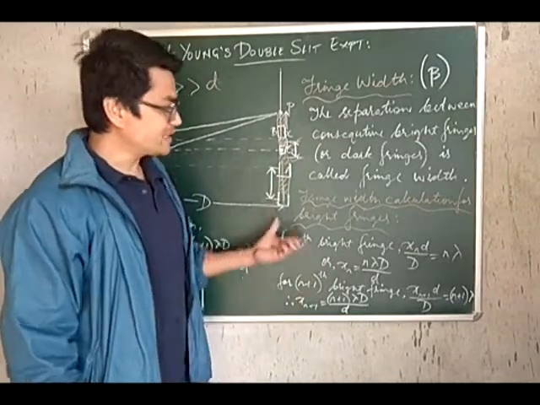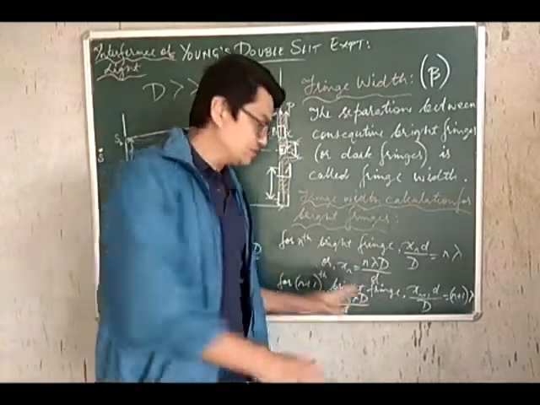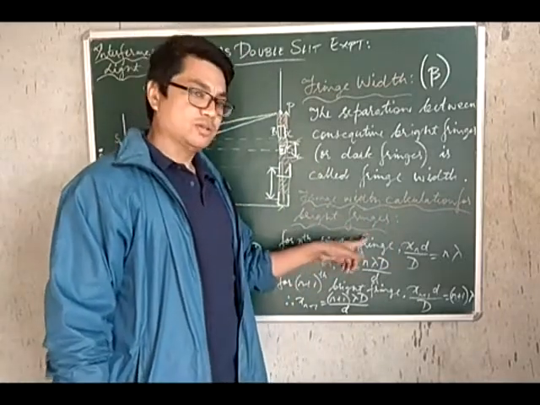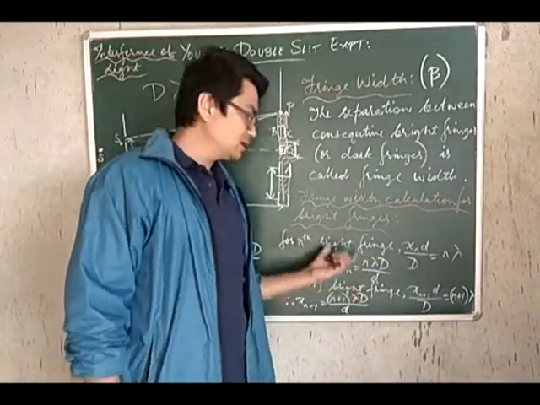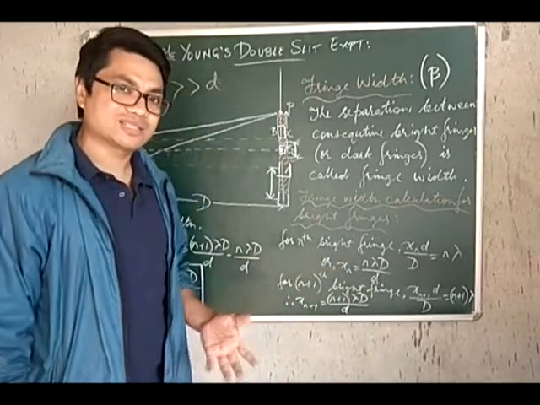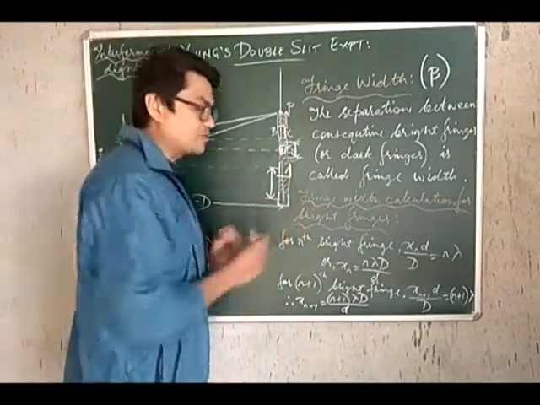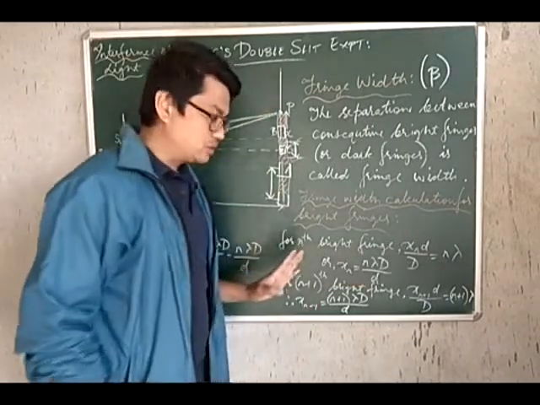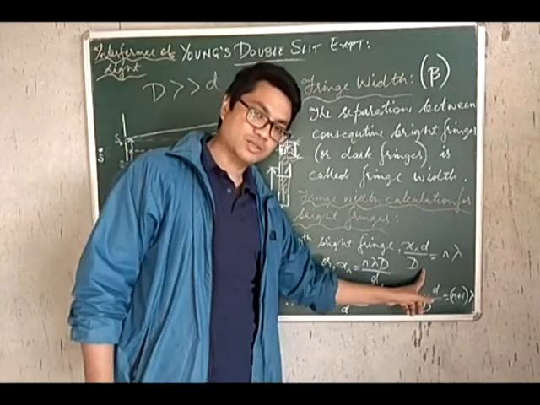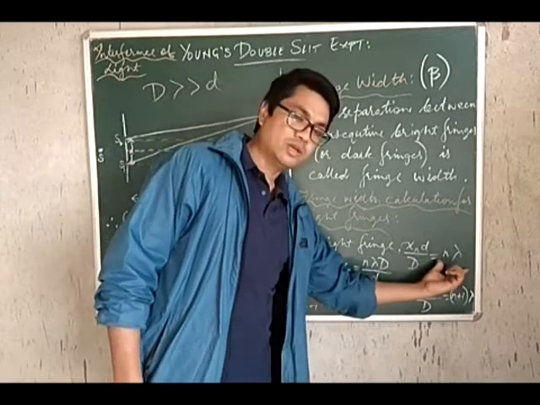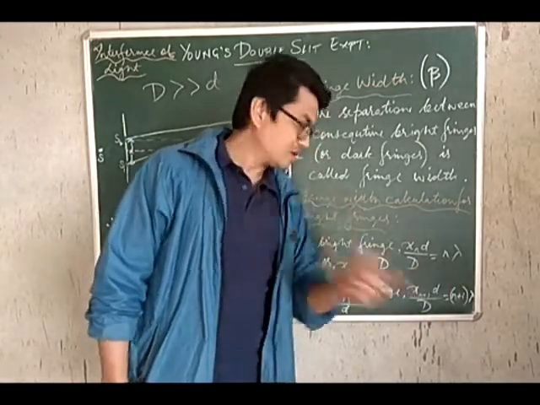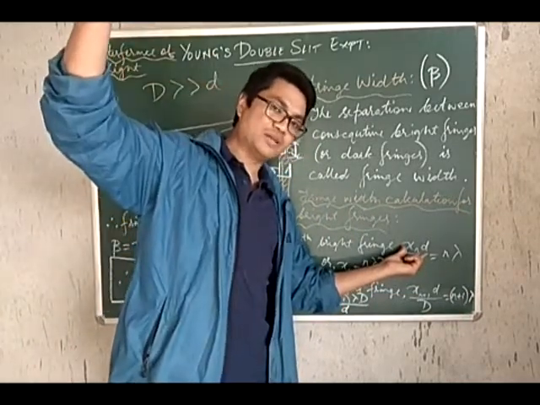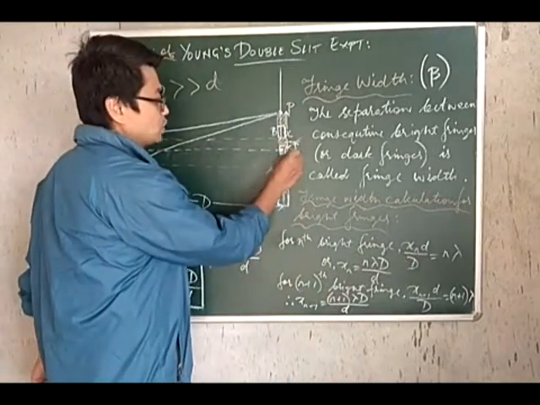Now let's try calculating. What I've done over here is the calculation for fringe width in case of bright fringes. So I have shown here how to calculate the separation between two consecutive bright fringes. Now we know the nth bright fringe. For the nth bright fringe we have this condition: the path difference has to be equal to n lambda. I have considered this distance xn to be the distance of the nth bright fringe from our central point over here.